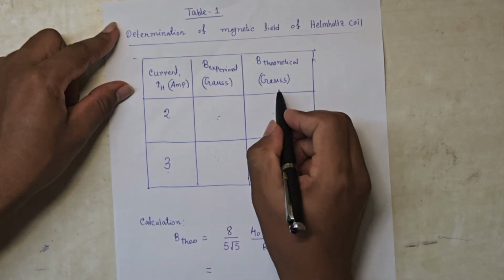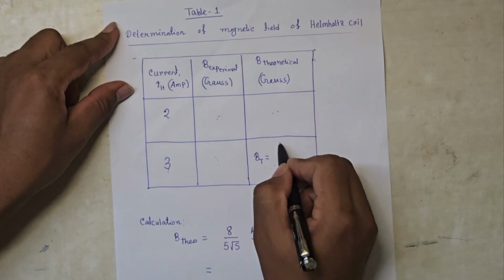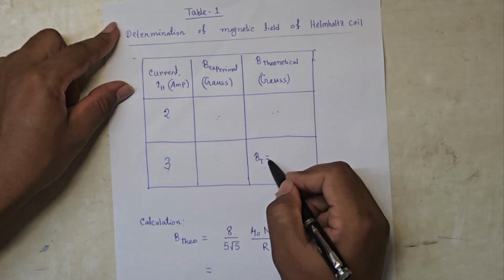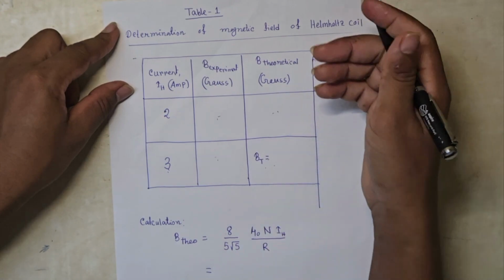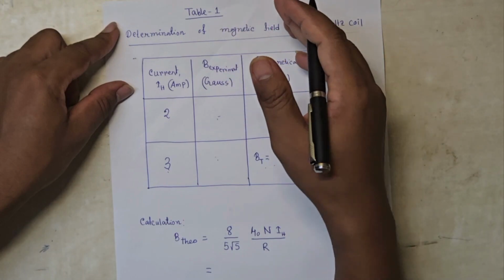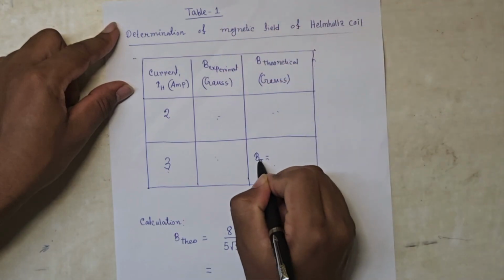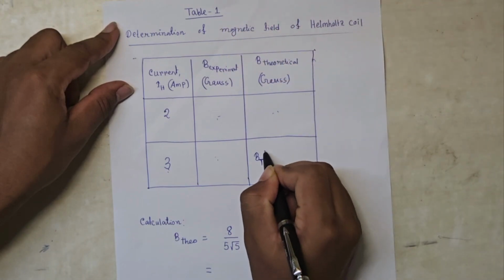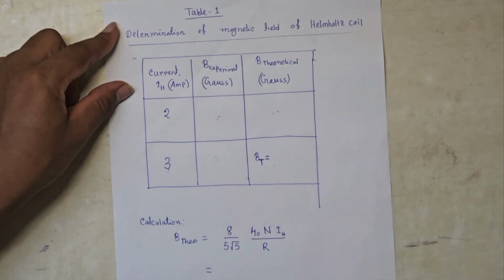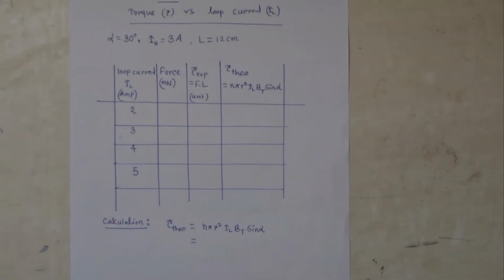For 3 ampere, this theoretical value you have to use for further calculation, for the theoretical calculation in table 2 and table 3. So we call it BT. We will use this further. So this is table 1, and this is table 2.